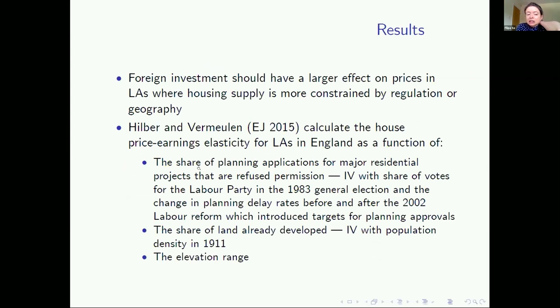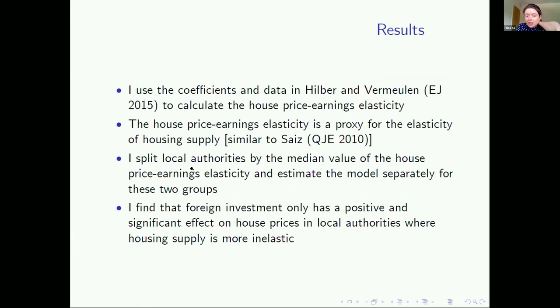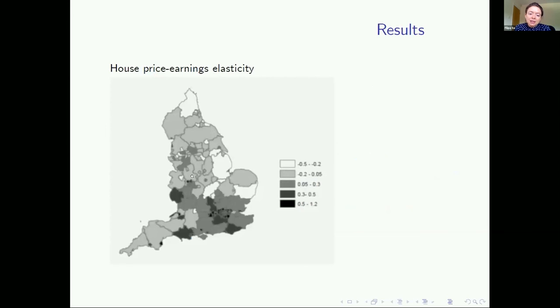So to see the interaction with housing supply, I use an index of house price earnings elasticity. This is based on a paper published in the Economic Journal by Hilber and Vermeulen. I use the house price earnings elasticity and I split local authorities by the median value of the house price earnings elasticity. So I split the sample into two. And you can see that London, for example, all this region around London, and just the southeast in general is less elastic in terms of housing supply.